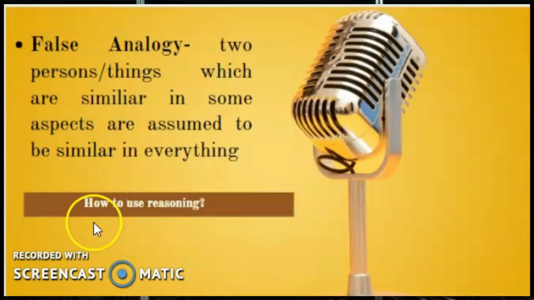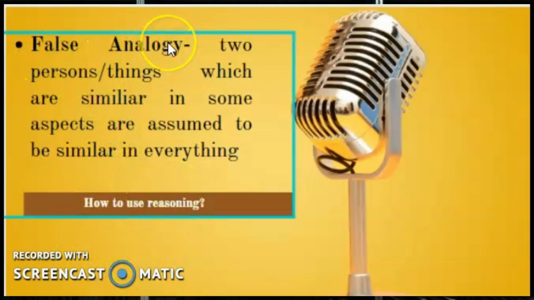The third fallacy that we have is the false analogy. This one happens if we compare things or persons which have similarities, but we are assuming that they are already similar in everything. Let's say that they really are identical twins, so they really look the same. However, we should not conclude that they are the same in every aspect. So if we would do that, we will have false analogy.